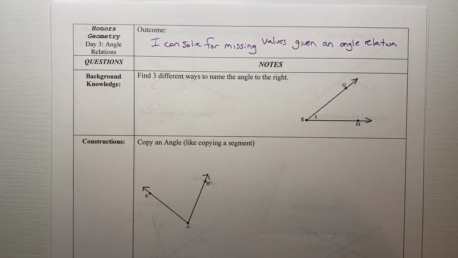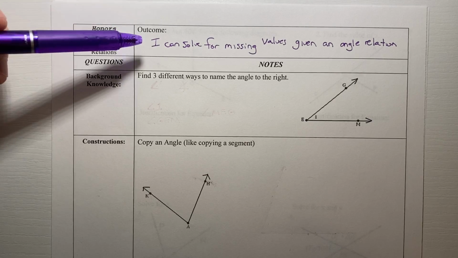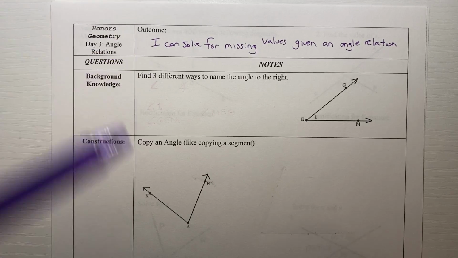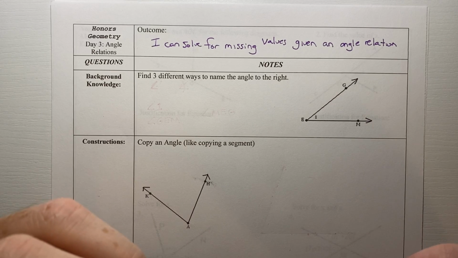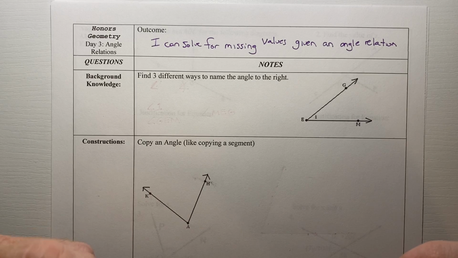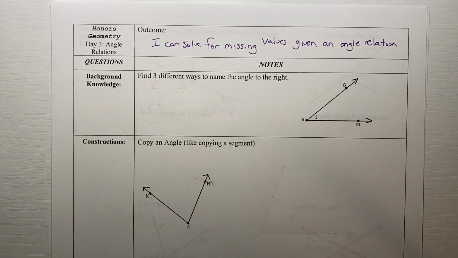solve for a variable. Okay, so for today's lesson, it says I can solve for missing values given an angle relation. We're going to be talking about a bunch of different types of angle relationships, such as adjacent angles, linear pairs, vertical angles, complementary angles, supplementary angles, a lot of different terms here, which are going to help us prove and solve for missing variables.